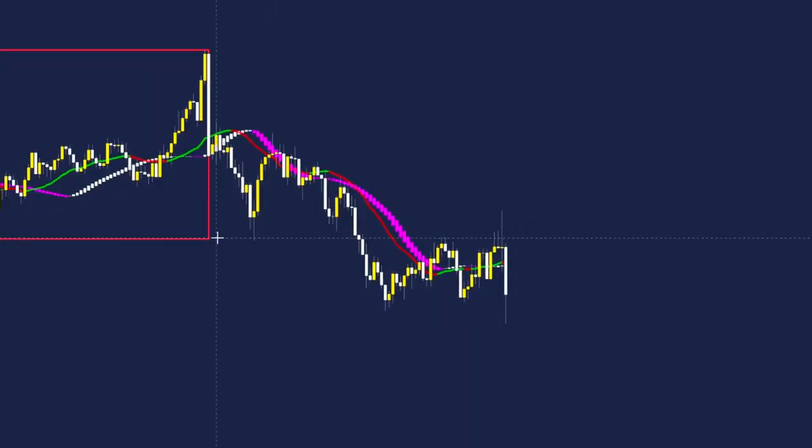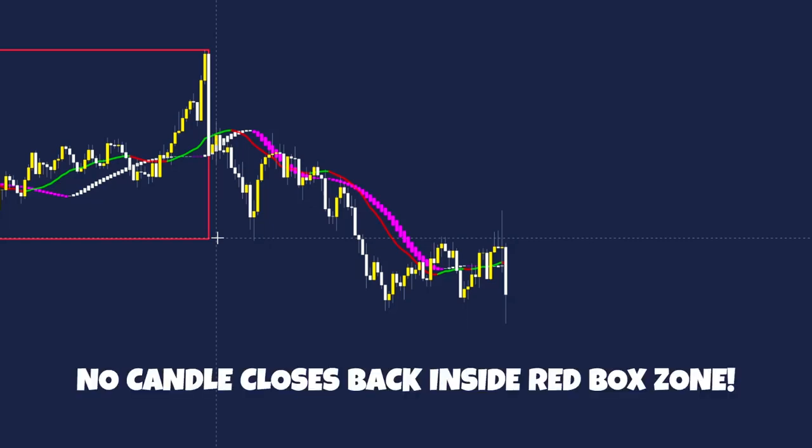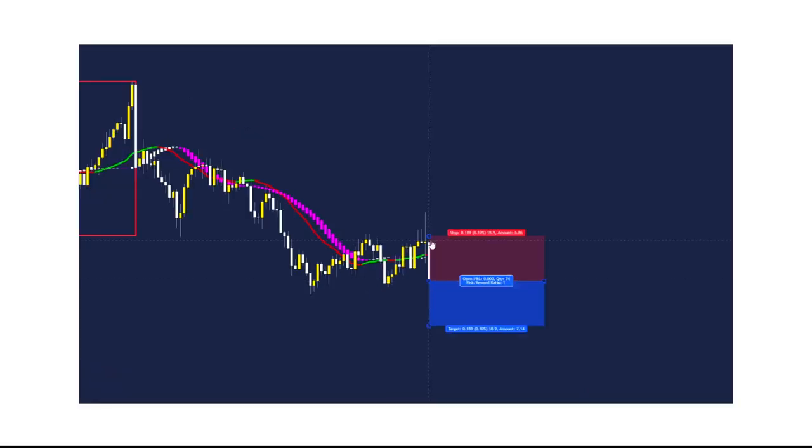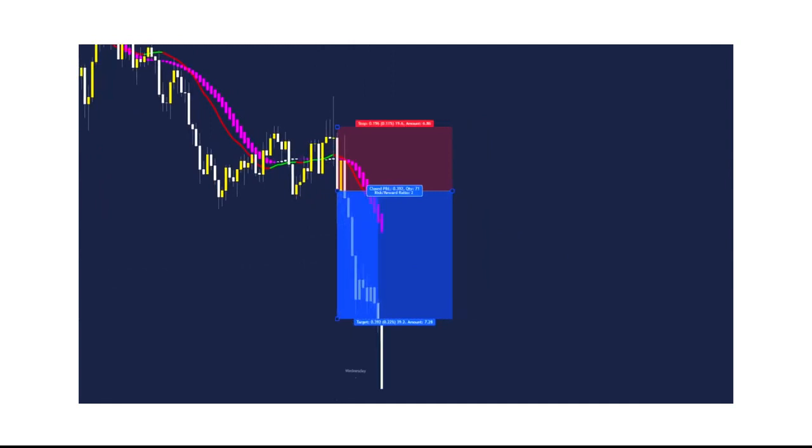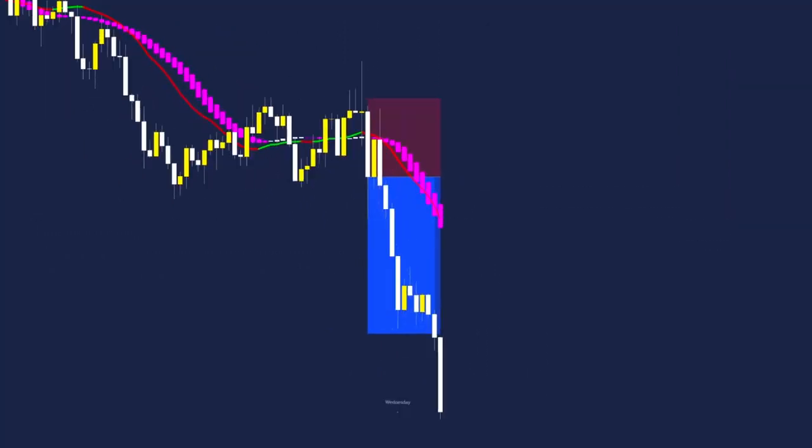This is due to psychology and how one session of the market trades versus another, but all you need to know is that price shouldn't go back into that zone before taking the trade. And there we go, that sell trade has also hit, so far for a total of 6% on the account.